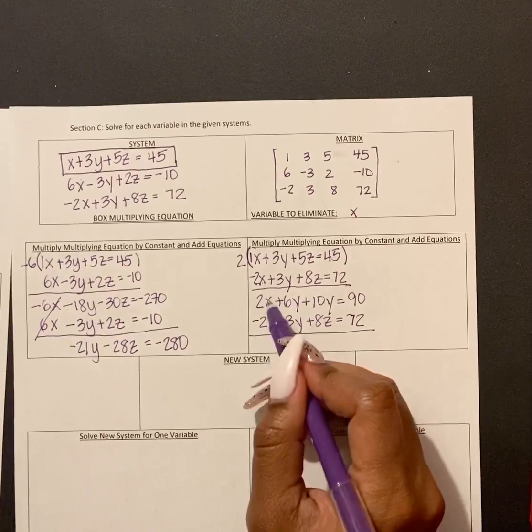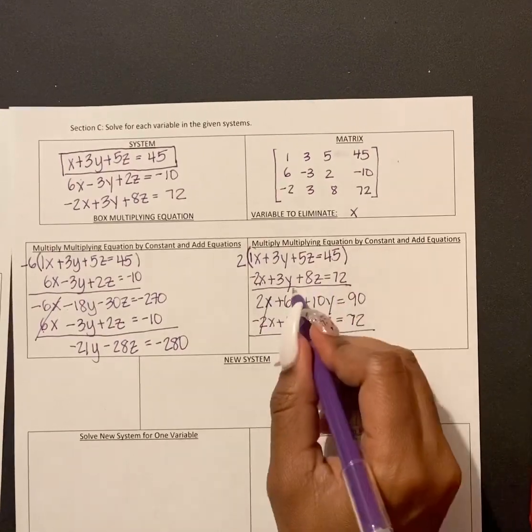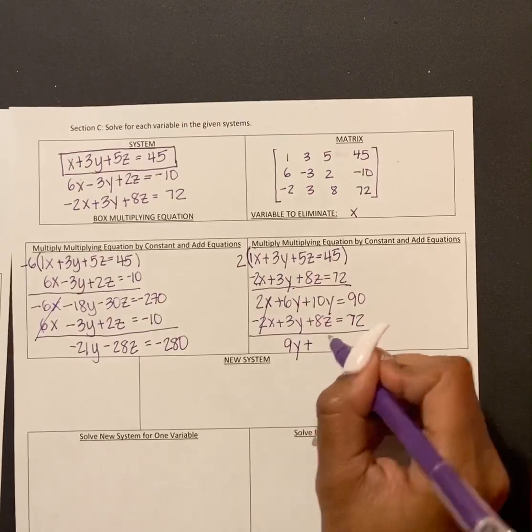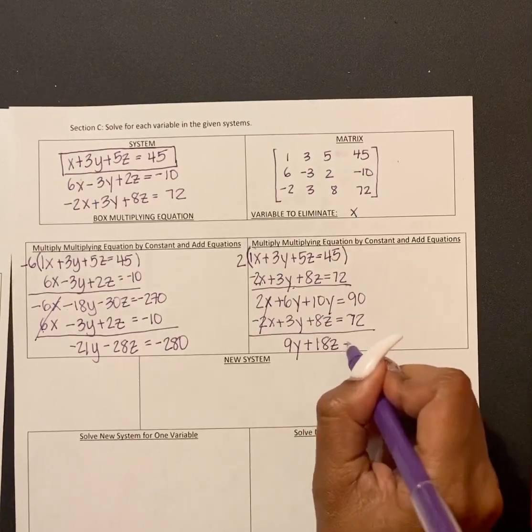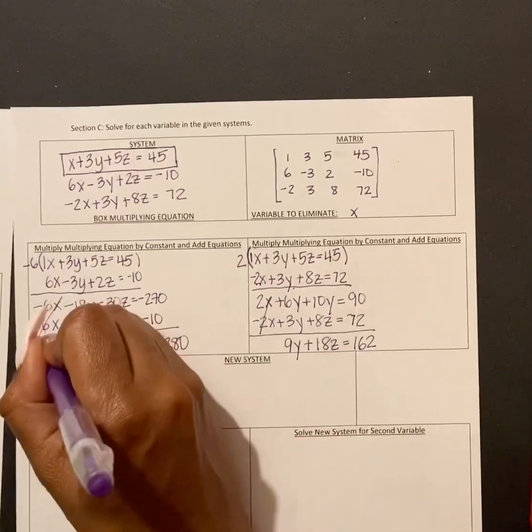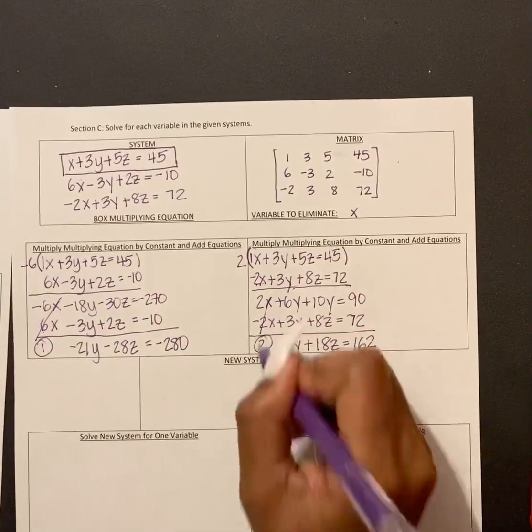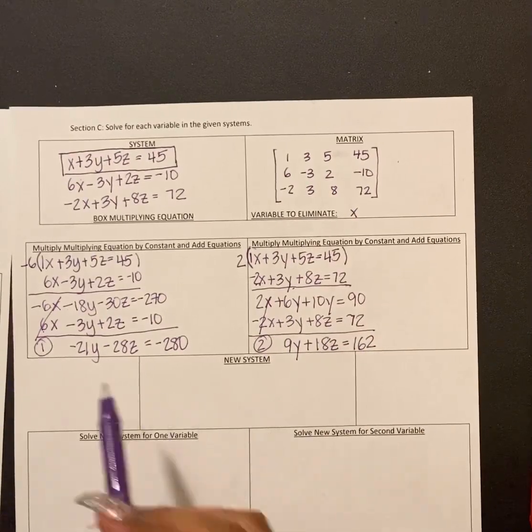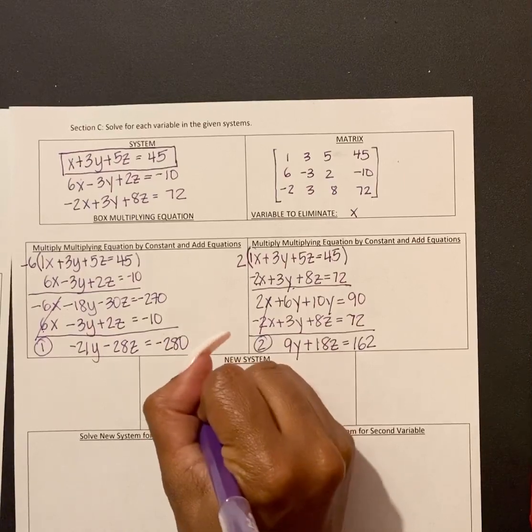Okay, my 2x's cancel out. And I have 6 and 3, which is 9, so I have 9y. 10 and 8, which is 18z. And 90 plus 72 is 162. So now I have these two new equations, and those two new equations create my new system. So they're going to go into this box.